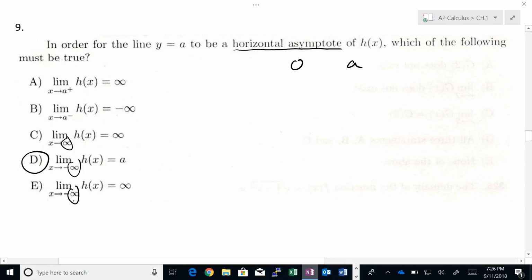So if I have a horizontal asymptote, y equals a, then more than likely the degree of the top will be the same as the degree of the bottom, with the leading coefficients. So it would be D. The limit would have to be a, and then a would be the horizontal asymptote. Okay? Does that make sense, Moretta?